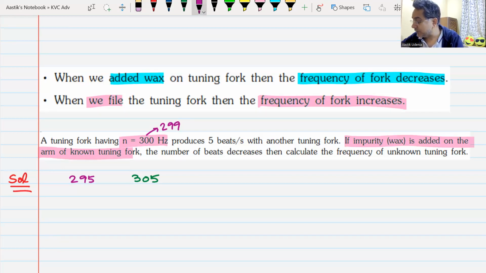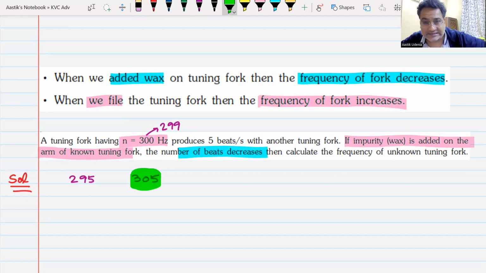299. Now the number of beats has decreased. If the answer would have been 305, the number of beats would have become 6. But no, the number of beats has decreased. It is only possible when the unknown frequency is 295 hertz, and this is how you find it out. Depending on which tuning fork is loaded or filed, you should be able to find out the unknown frequency. Do we understand this?